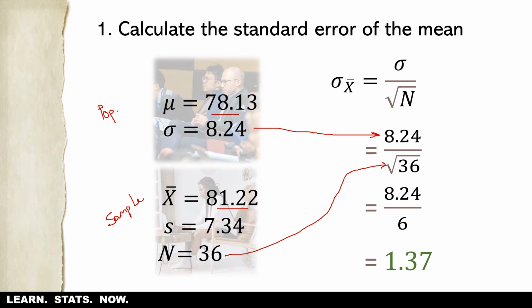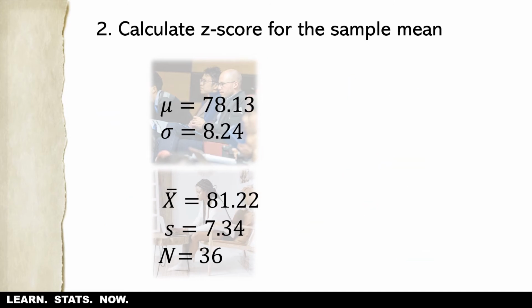So what does that 1.37 mean? What that means is that given this particular sample size and the amount of variation in the population, we would expect sample means to deviate from the population mean on average 1.37 points. So let's now go to the next slide.